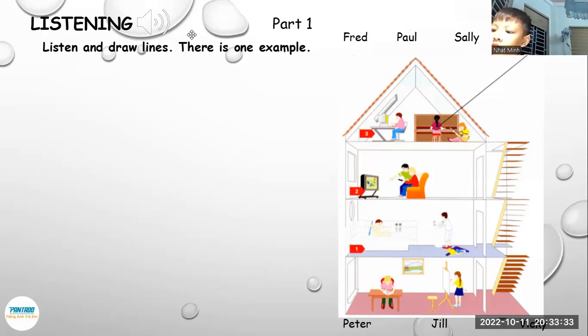One. Where's Fred? He's on the first floor. What's he doing? Is he washing his clothes? No, he's in the bath. Oh, yes. I can see him. Two. Can you see Peter? Yes, he's on the second floor. Ah, he's watching a video. Yes, he is. Which one is Peter? He's wearing a sweater. Oh, yes, he's got curly blonde hair then.